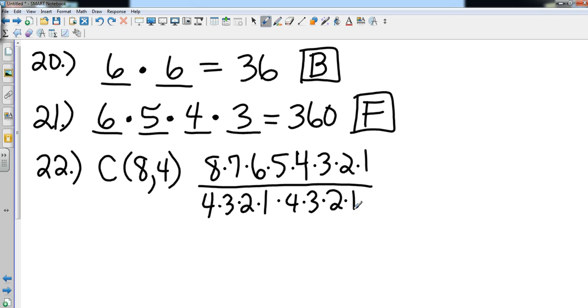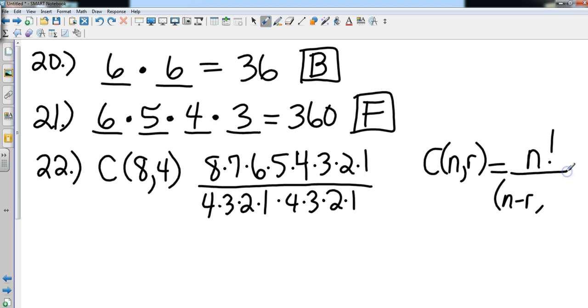Okay, remember that formula looked something like this. So that's what I just substituted into. There we go. So 4 times 3 times 2 times 1, gone. 4 times 2 is 8. That 8's gone. 3 goes into that 6 twice. So that gives me 14 times 5. And that gives me a total of 70, which is choice B.